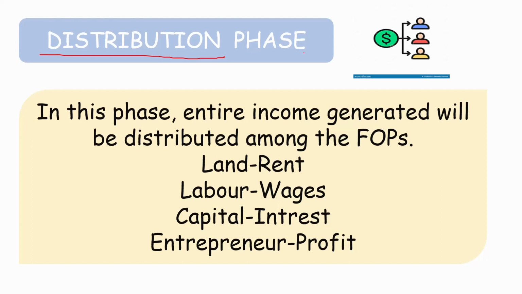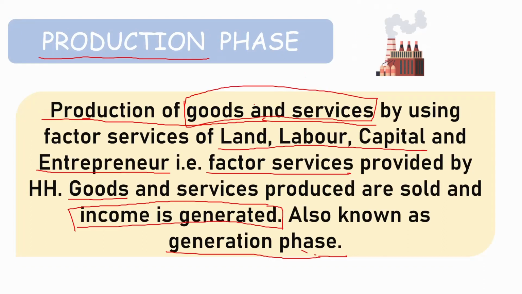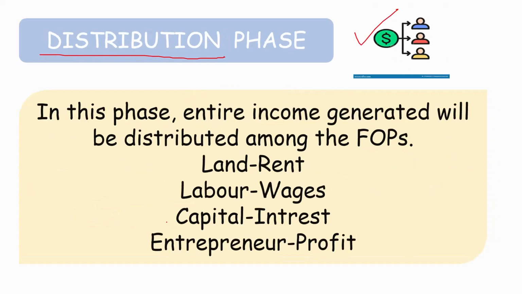So what will be distributed here in circular flow? Obviously, money, income, which is being generated in the earlier phase, it will be distributed among factors of production, because they have given out their services. So in return for their services, the firm pays them money or their income. Okay, so in this phase, entire income generated. So the important word here is not income generated, it is entire. It is entire.